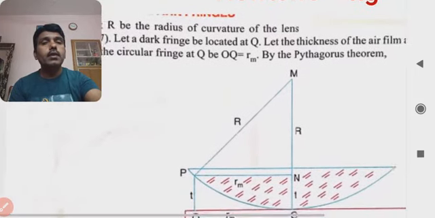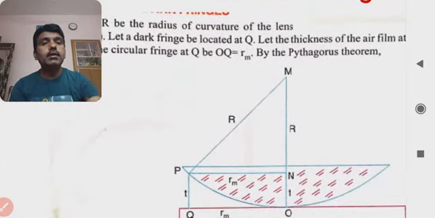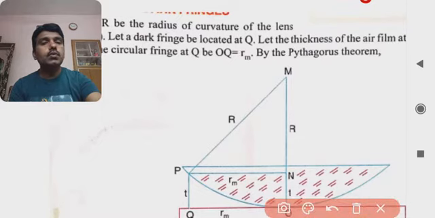And here r, capital R, is nothing but the radius of curvature, from the m to this point relation. This is the radius of curvature part, m to o part. This is the value given with the capital R. That is the radius of curvature for this plano-convex lens.